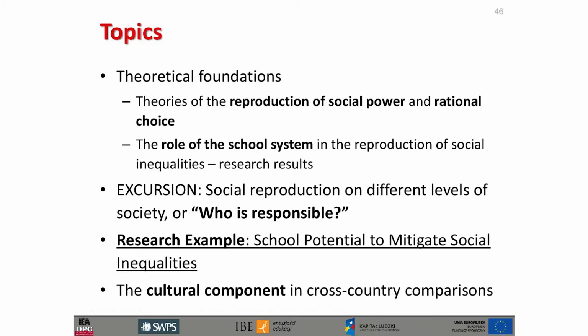So this brings us to my research example, which is on school potential to mitigate social inequalities. I tried to put it positively, not negatively. We have a lot of research and publications saying the reproduction of inequalities in the social system, et cetera. Much of the discussion has been blaming school, but we can also turn it in a positive way and try to find factors of the school and levels of the school that can contribute to mitigating social inequalities.